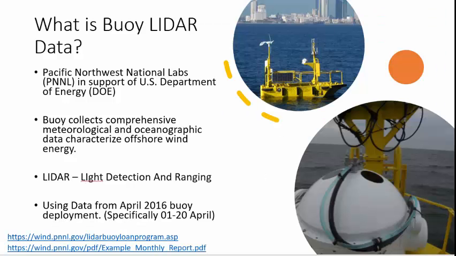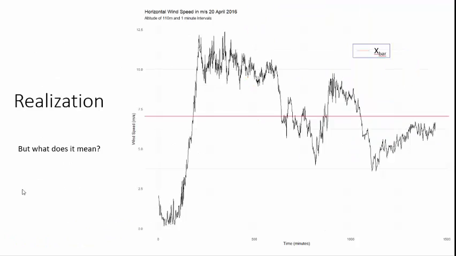So we're using the Buoy LIDAR data from the Pacific Northwest National Labs, and it collects comprehensive meteorological and oceanographic data. It's using LIDAR, and LIDAR stands for light detection and ranging. This shows a realization of our data set from April 20th, 2016 at 1 minute intervals.